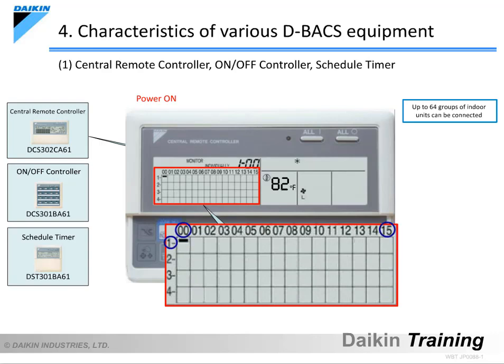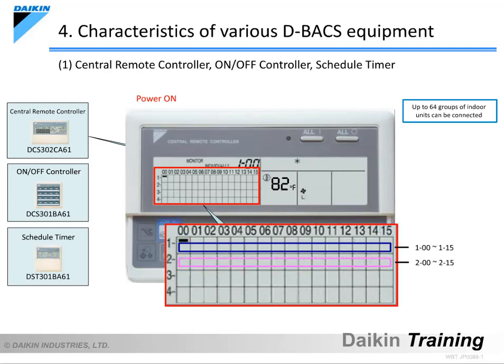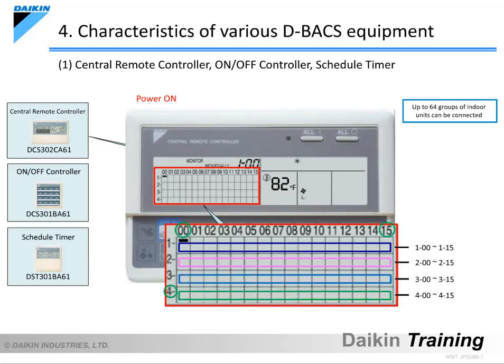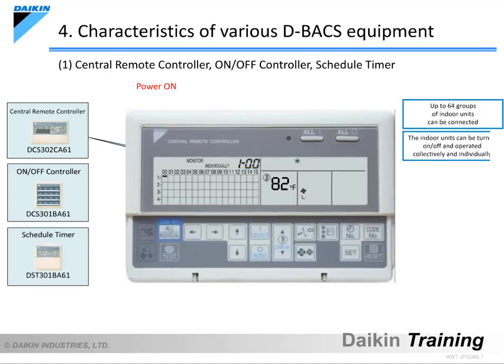The name of the group is referred to as the address, and up to 64 groups are assigned an address from 10 to 115, 20 to 215, 30 to 315, and 40 to 415. The indoor units connected to the central remote controller can be turned on and off collectively, as well as individually.